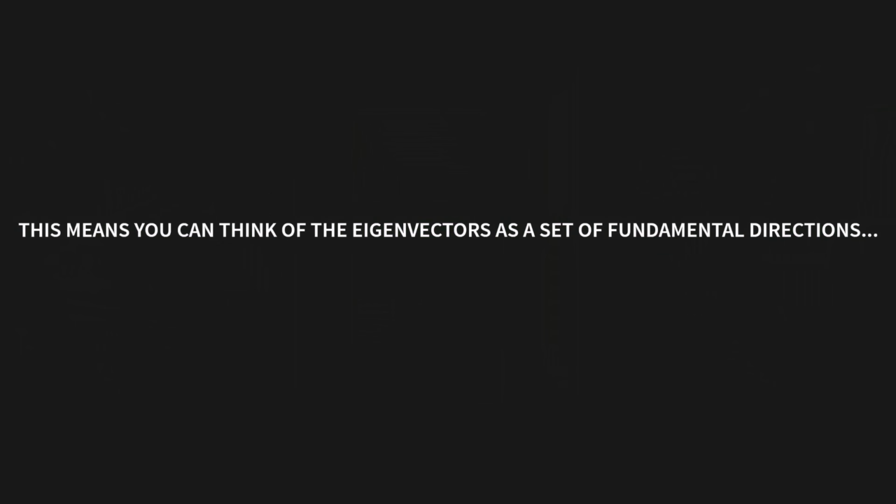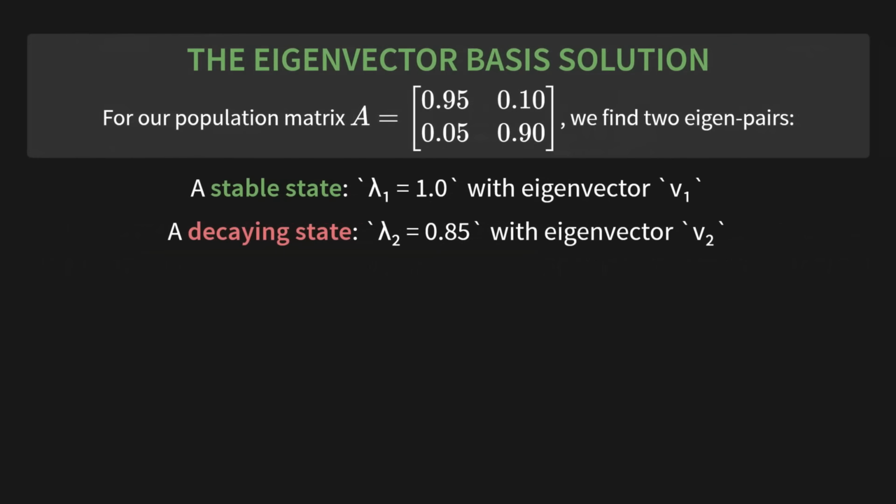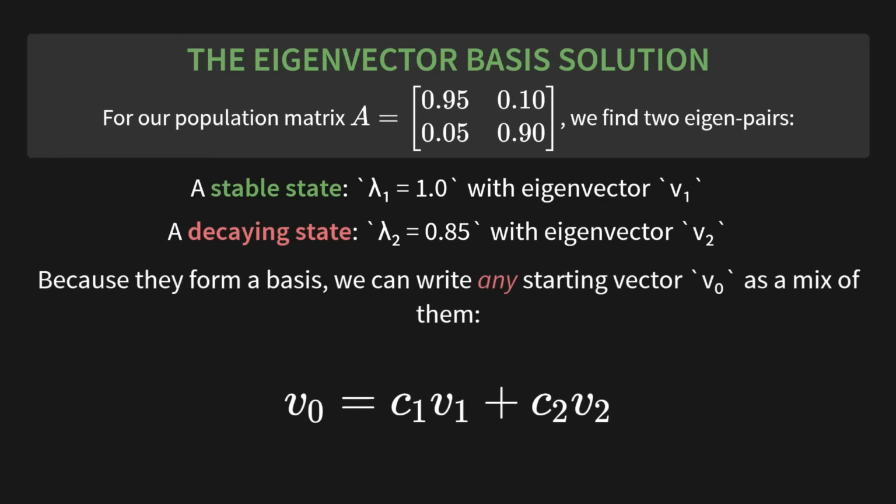You can think of them as a set of fundamental directions, a kind of natural coordinate system for the transformation. So let's look at the eigenvector basis solution. For our population matrix A, we can find two eigenpairs. First, a stable state, lambda1 equals 1.0, with its eigenvector v1. And second, a decaying state, lambda2 equals 0.85, with its eigenvector v2. Because they form a basis, we can write any starting vector v0 as a mix of them, just like in this formula: v0 equals c1 v1 plus c2 v2.